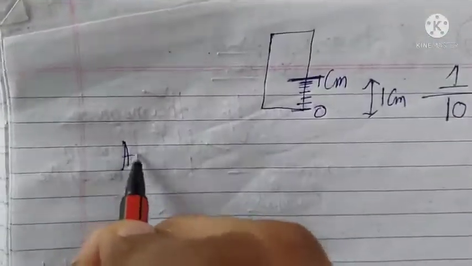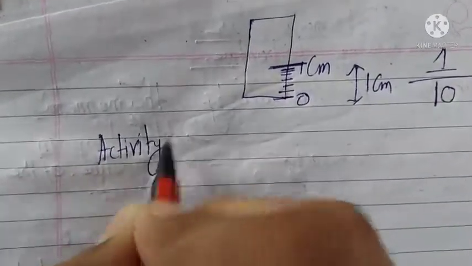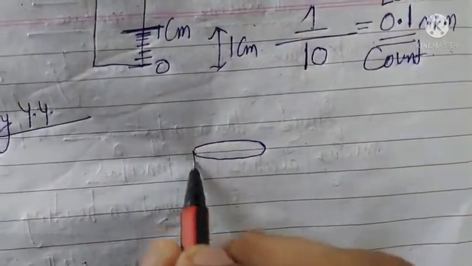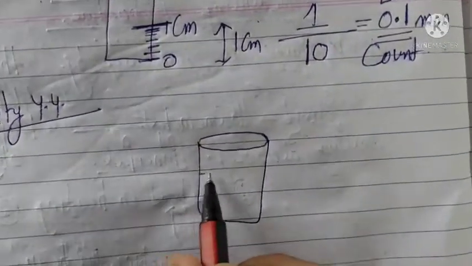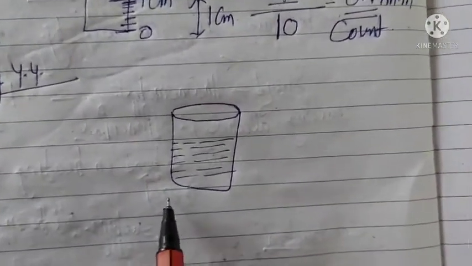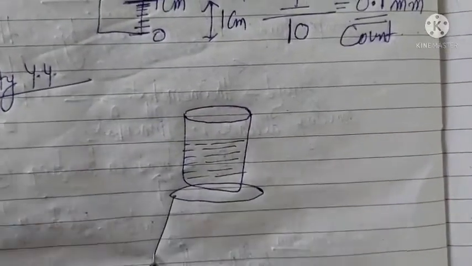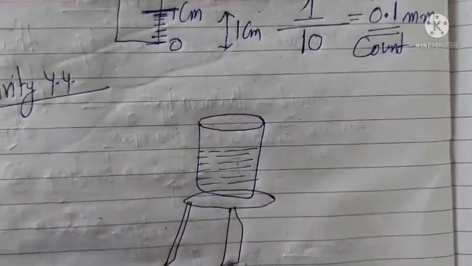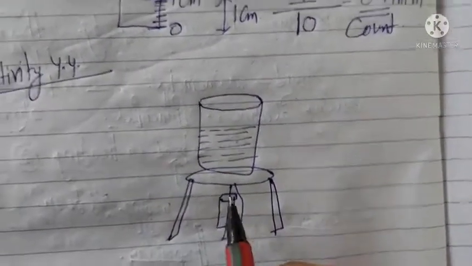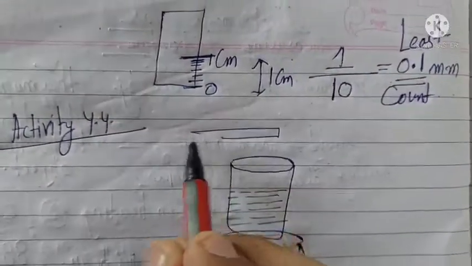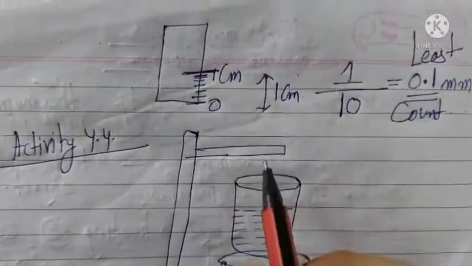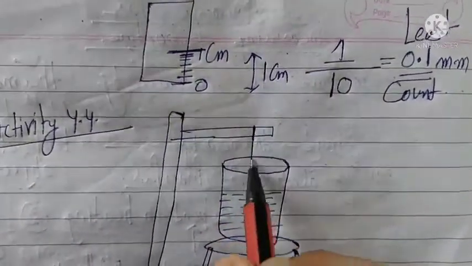There is Activity 4.4 in your book. What is there? You should take a beaker, fill some liquid in it, and place it on a tripod stand like that. Place the burner under the tripod stand. Take a stand and a clamp. Hang the thermometer with the help of the stand.